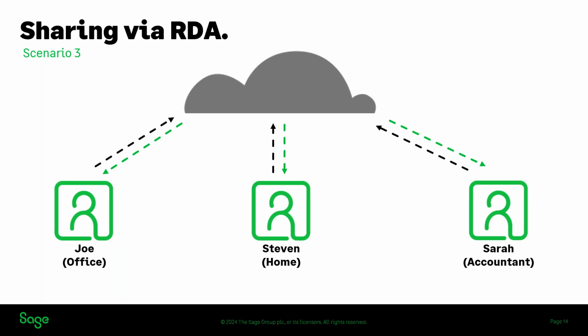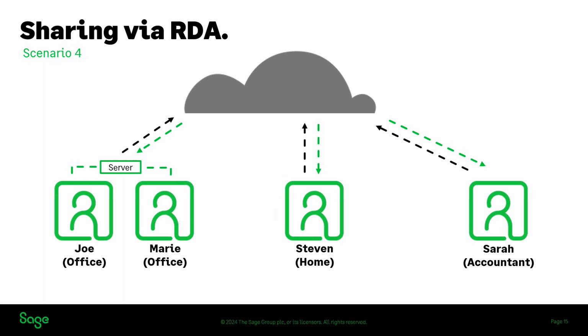Okay, so we'll go through the last scenario before we move on to some demonstration. So scenario 4 is where we have a server involved. So now you have Joe and Marie in the office, but they are networked by a server. Although they are 2 separate users using their own machines, because they're working from the same data location on the server with remote data access set up, they are classed as one site.